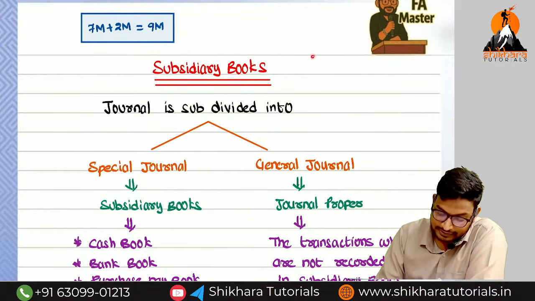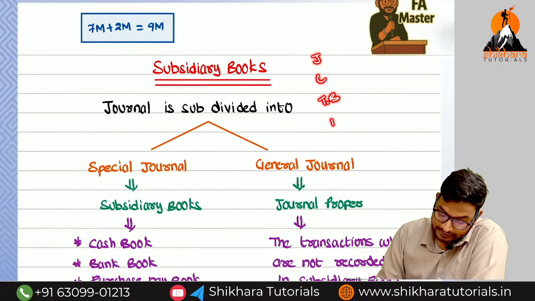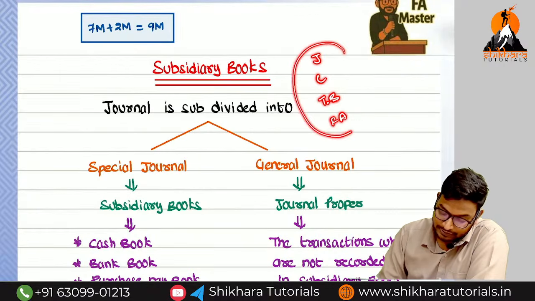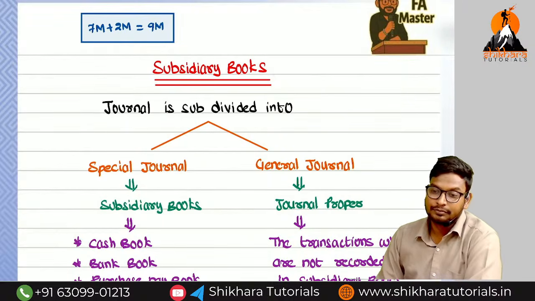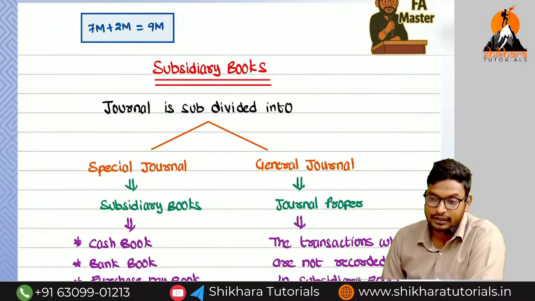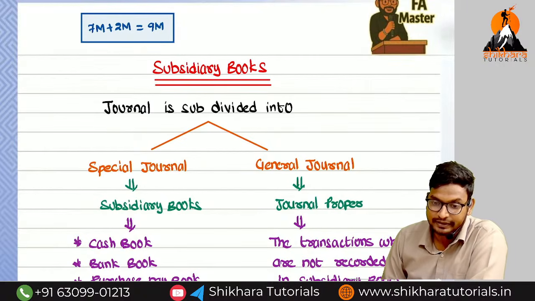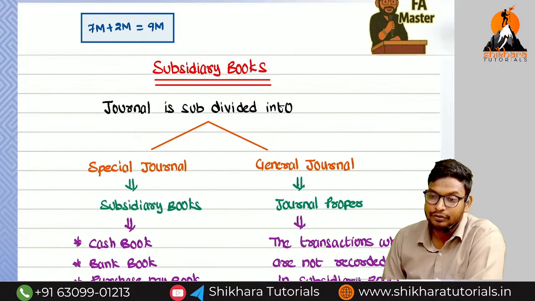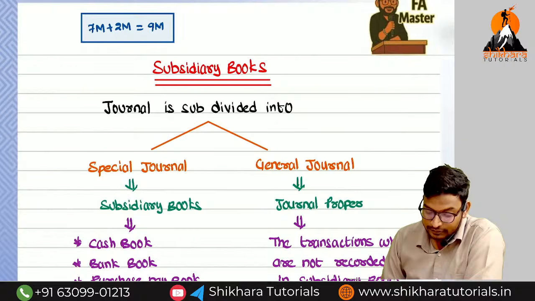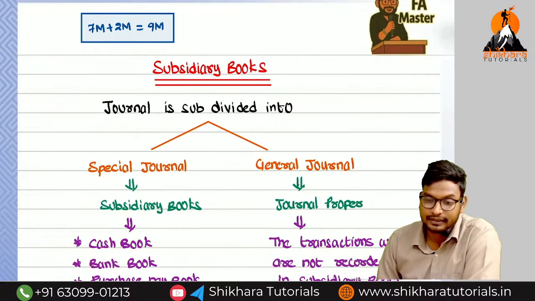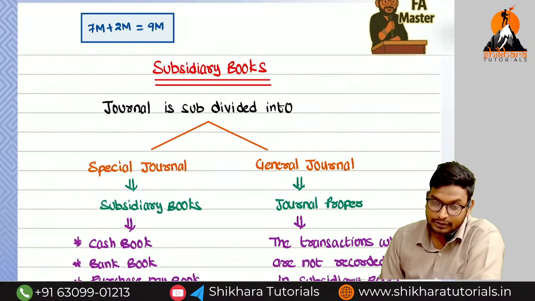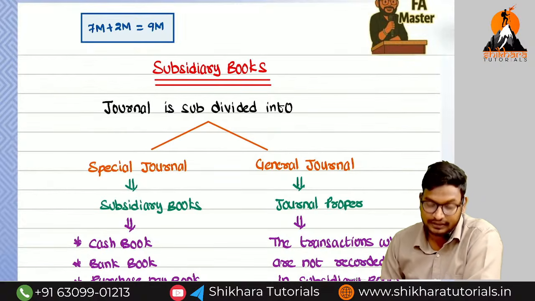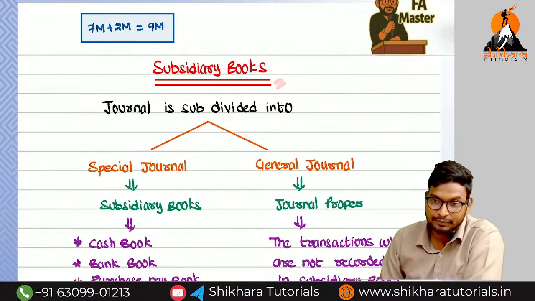First in the accounting cycle: journal, ledger, trial balance, and final accounts. So this is the process of the accounting cycle. But if you think from the organization's point of view, in an organization we do not have only 10 entries or 10 transactions. We have more than 10 accounting transactions, so we are unable to record every journal entry for each and every transaction. So in order to overcome the problem of recording journal entries, subsidiary books come into the picture.